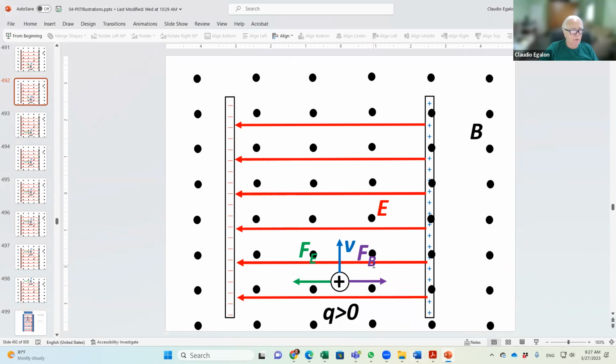If the magnetic force is greater than the electric force, then this particle is going to deviate to the right, and it's not going to go through this volume, through this empty space. On the other hand, if the electric force is greater than the magnetic force, then the particle is going to be deviated to the left side. The velocity selector is to ensure that particles of a given velocity go through it. So let's see what this velocity is.